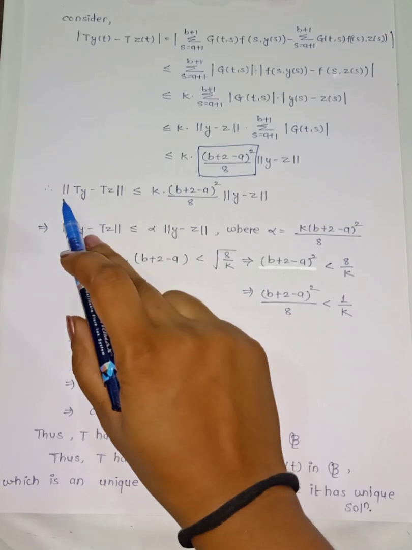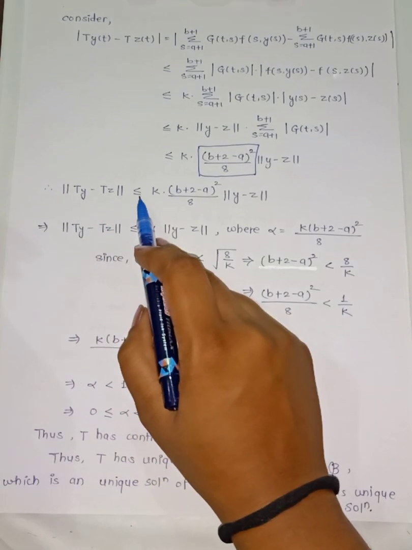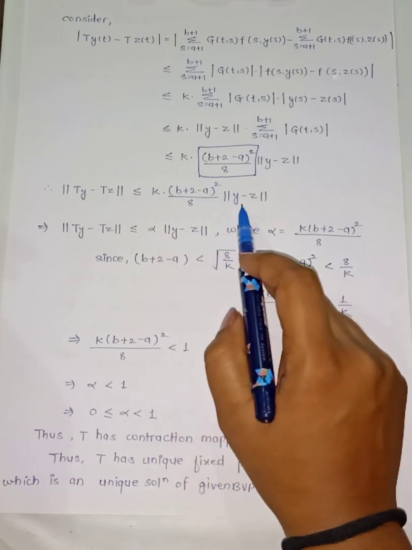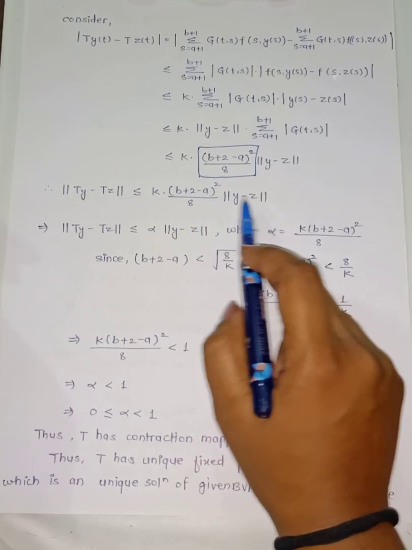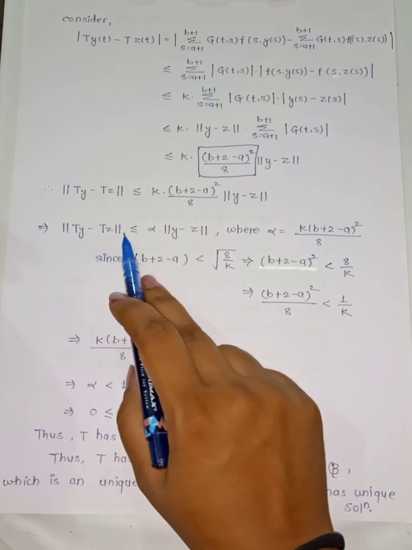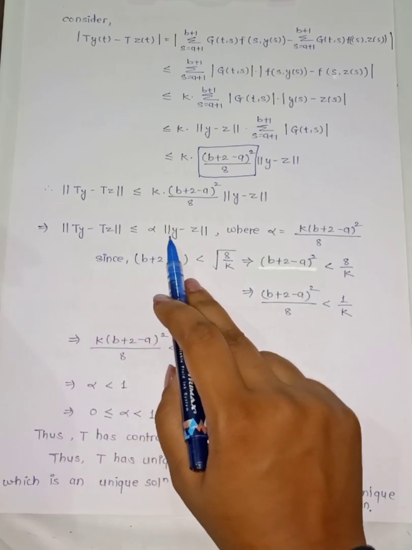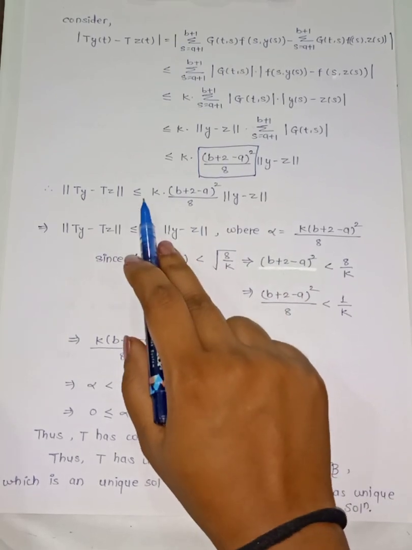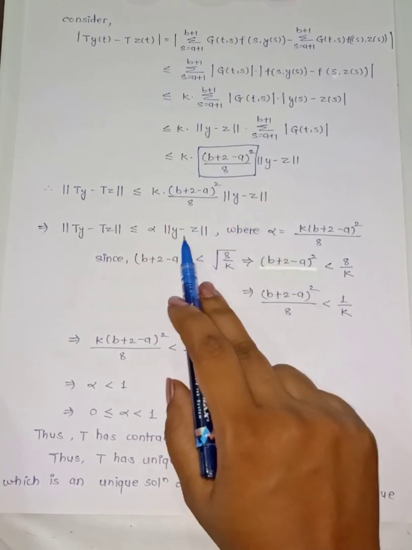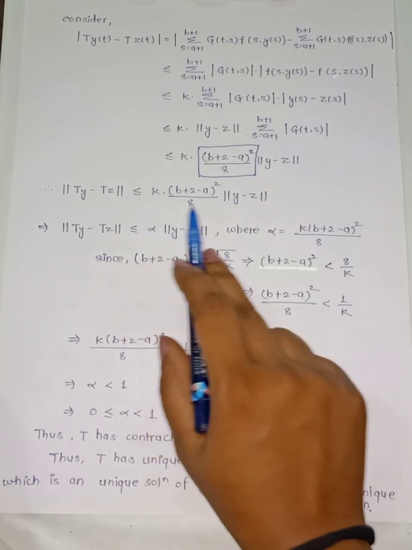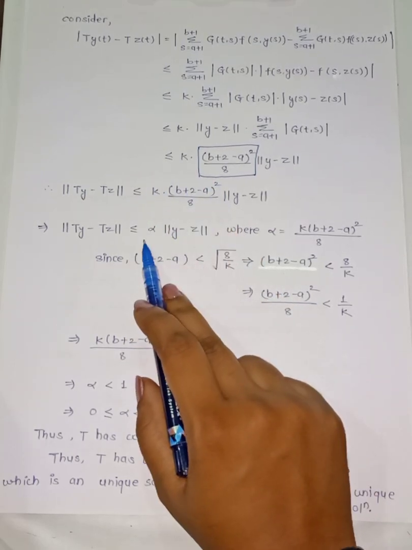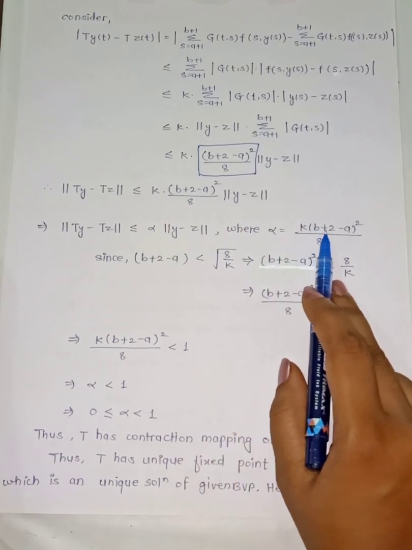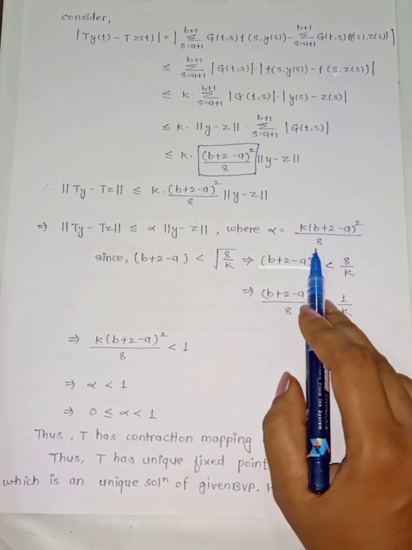आता हे तुमचं काम, तुम्ही ही व्हॅल्यू कुठे मिळते ते search करून पाहून घ्या. So we get norm of Ty minus Tz is less than or equal to k into (b plus 2 minus a) square upon 8 into norm of y minus z. So we get Ty minus Tz less than or equal to alpha norm of y minus z, where alpha ची व्हॅल्यू काय आहे इथे, मग ही. So y minus z आपण जसा तसा घेतला आणि अल्फाला आपण असं replace केलं. So where alpha equals to k into (b plus 2 minus a) square upon 8.